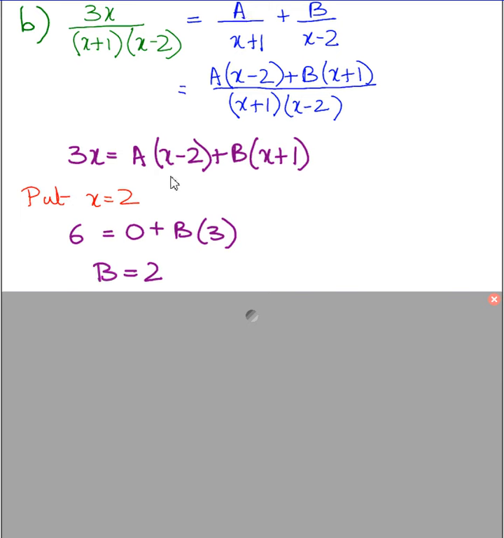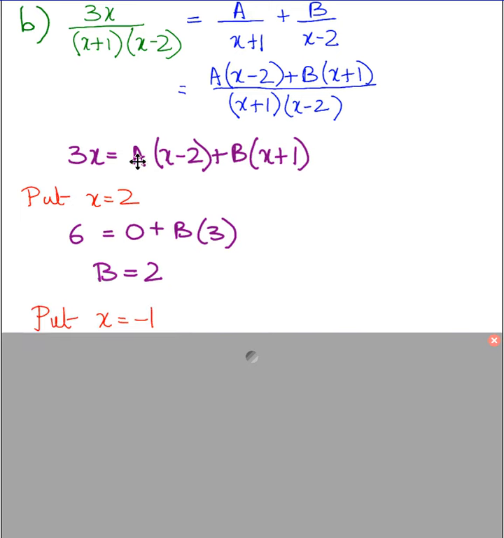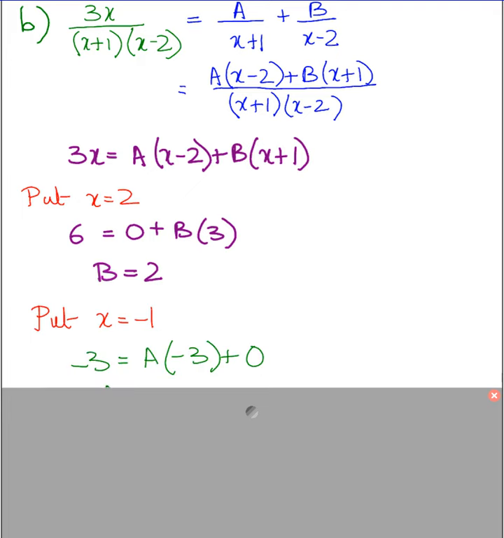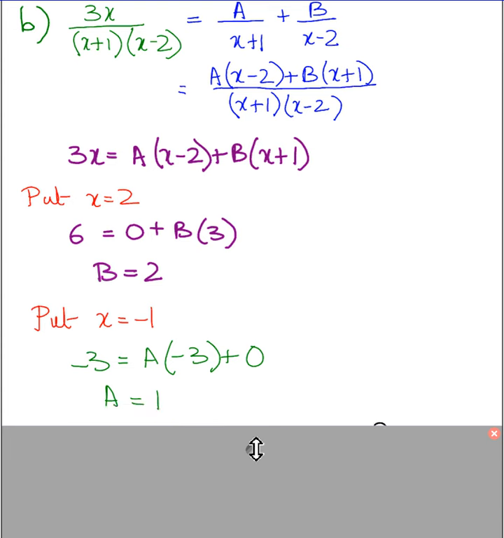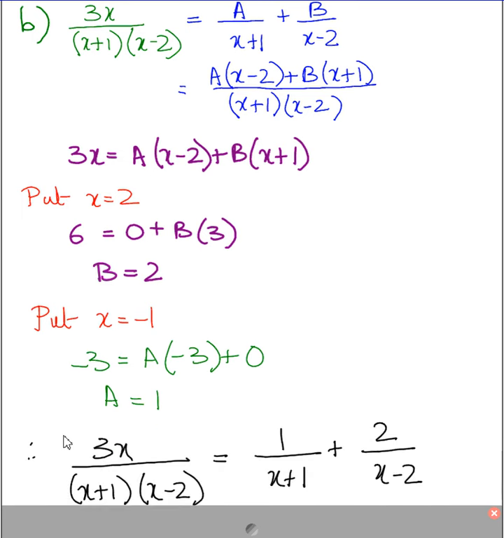Now I have to find a, so I am putting x equal to -1 in this identity. Now when I plug in -1 here, I get a is equal to 1. So now in my decomposition of this partial fraction, I can write 1 here and 2 here. So it will become this.